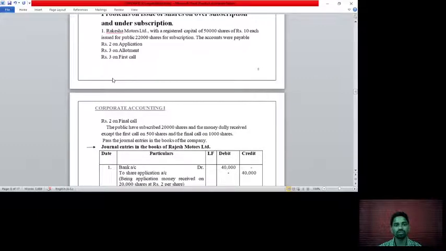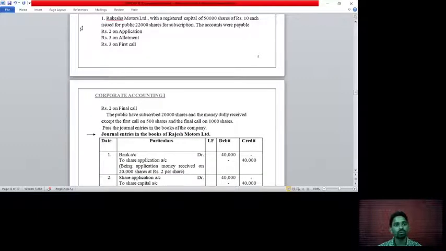Now we will see problem number 1. Rakesha Motors Limited, with a registered capital of 50,000 shares of rupees 10 each, issued 22,000 shares to the public for subscription. The amounts were payable as follows. Rakesha Motors Limited is a company, and it is registered with an authorized capital in shares.